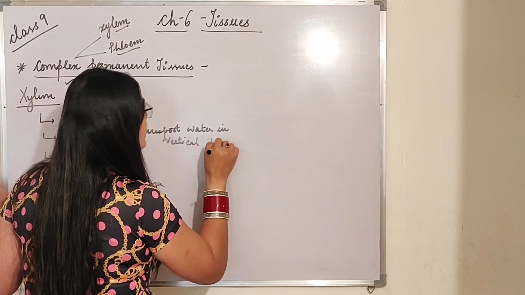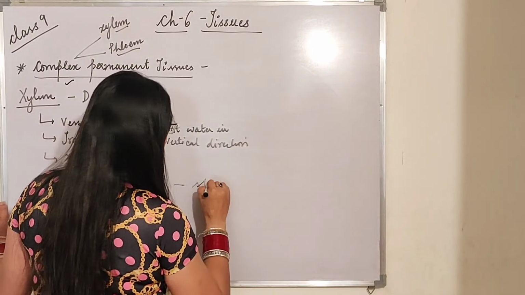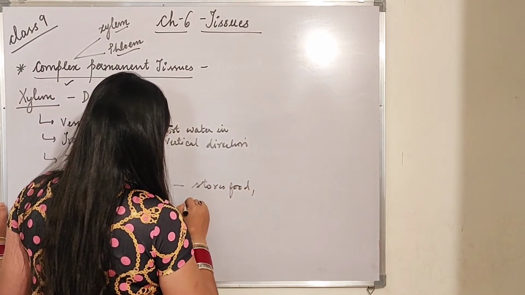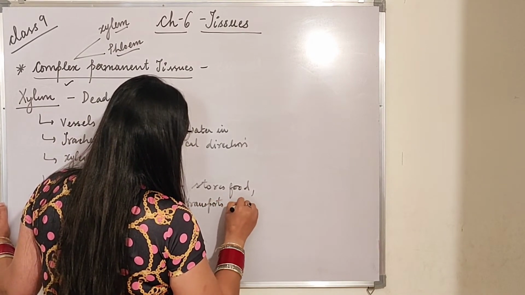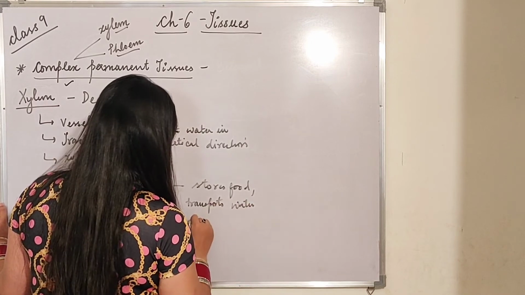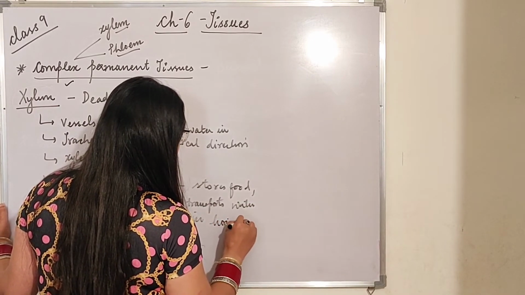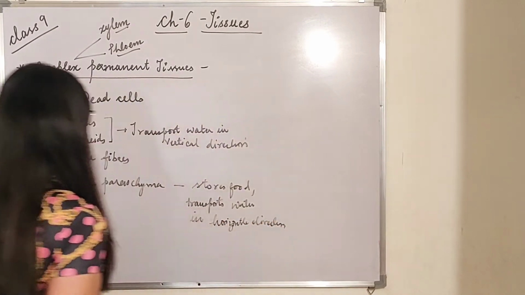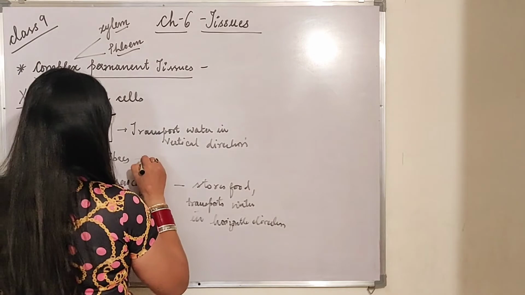Then parenchyma stores food and transports the water in the horizontal direction. Then xylem fibers are responsible for the support. They are supportive in nature.